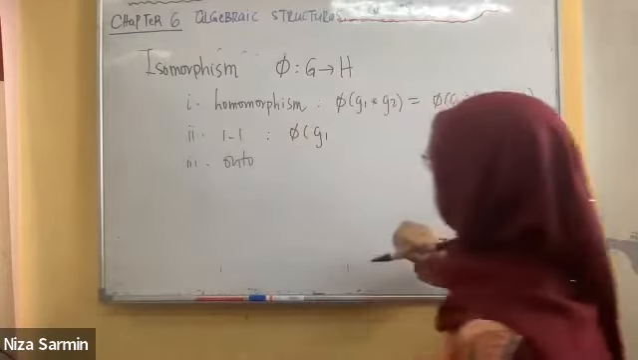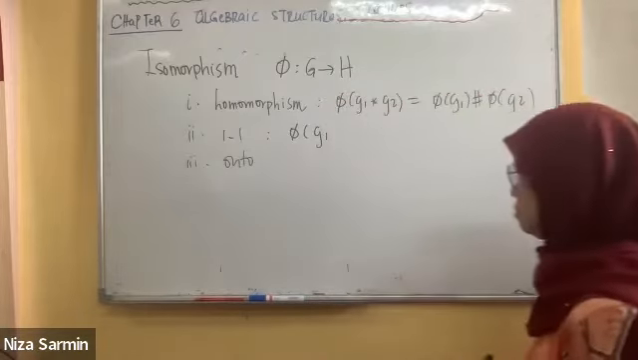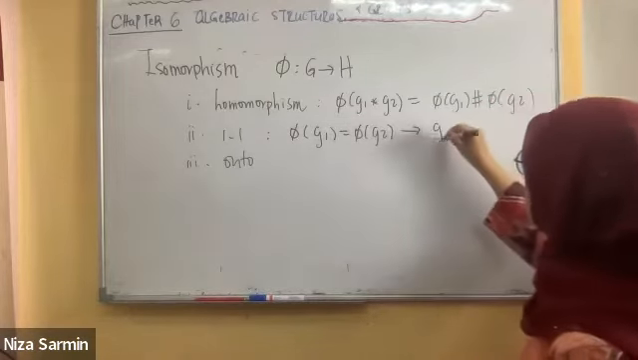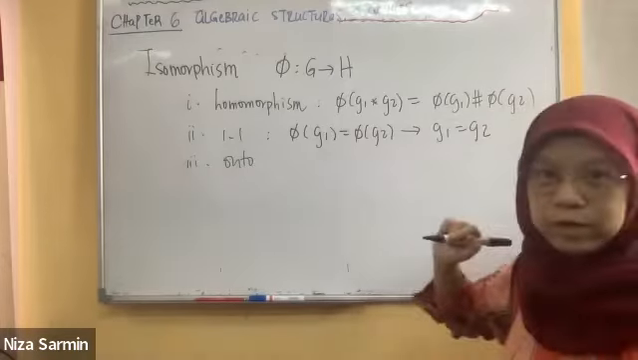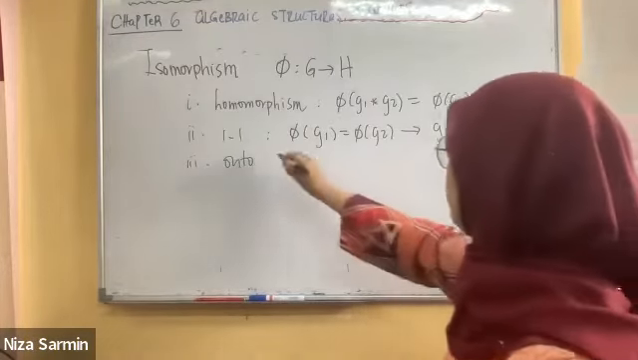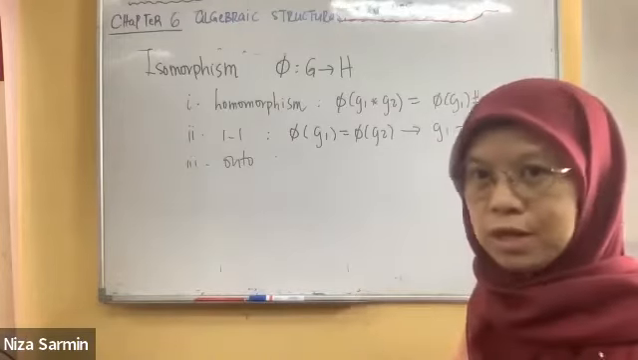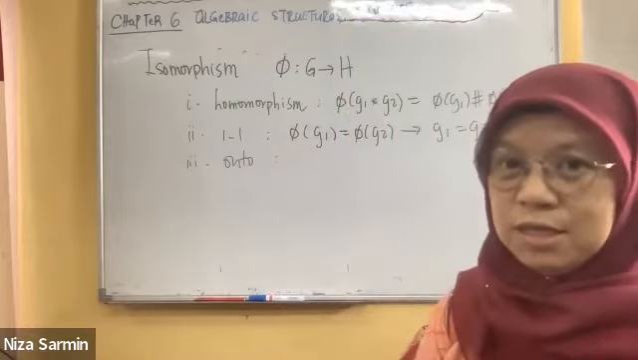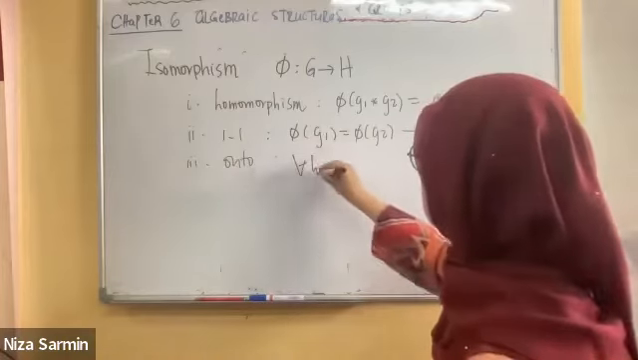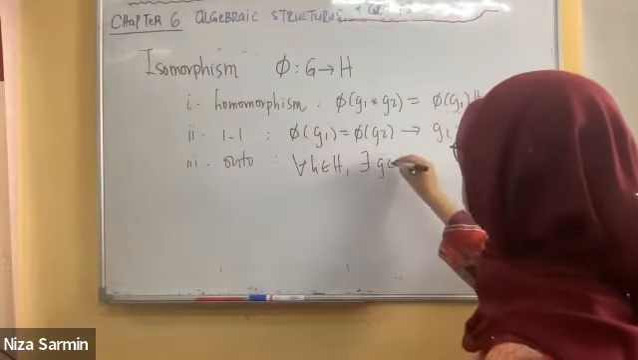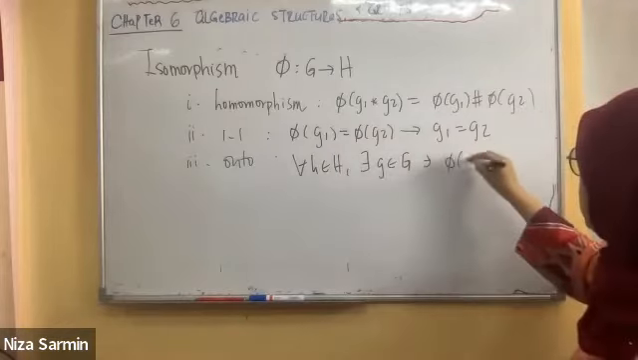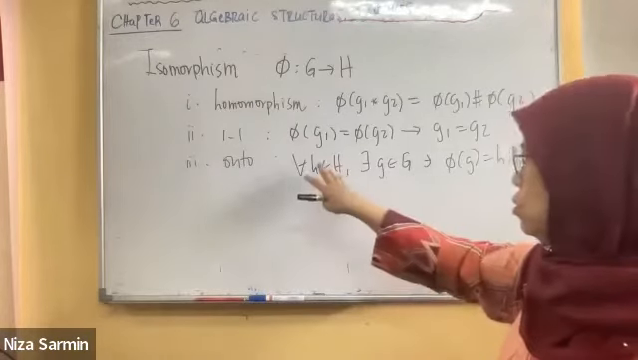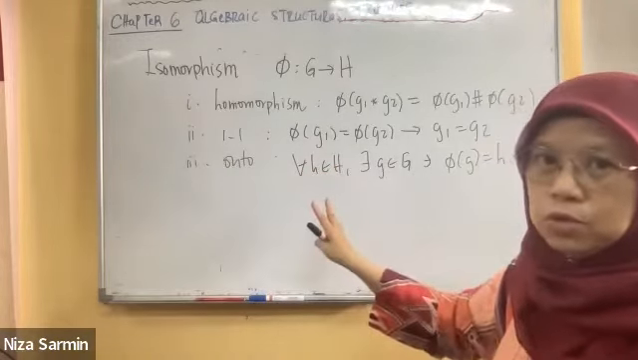One-to-one, phi of g1 equal phi of g2 implies g1 is g2. This is one-to-one, right? And for onto, for all h in H, there exists g in G mapping to h. Okay, for all h in H, there exists g in G such that phi of g is h. Okay, so you have to know how to show it is one-to-one or onto.